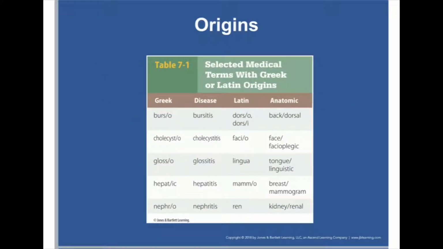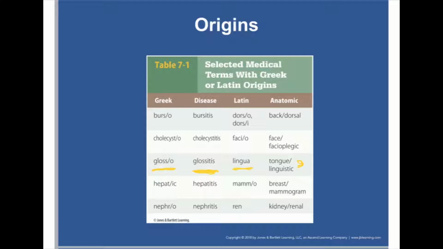So this is just a chart that illustrates the relationship between some of the Greek words and diseases and Latin words and anatomic locations. And each row there corresponds to a certain area. So if we take the third one as an example, gloss or glosso in Greek refers to the tongue. So glossitis would be an inflammation of the tongue. Now in Latin, lingua means tongue or linguistic.